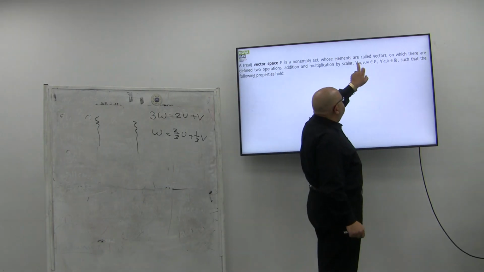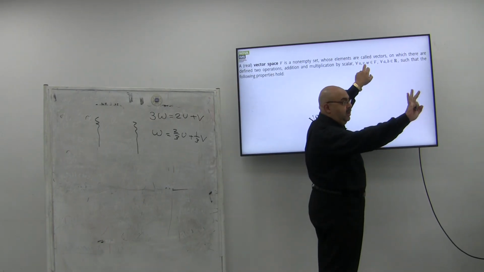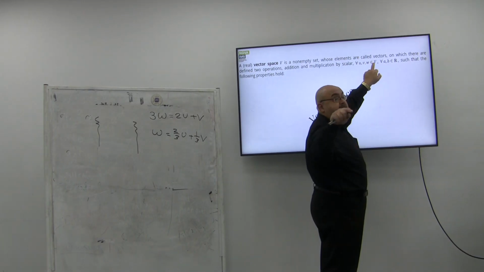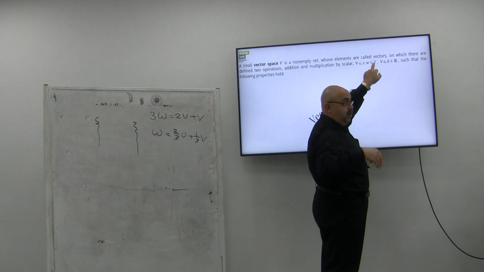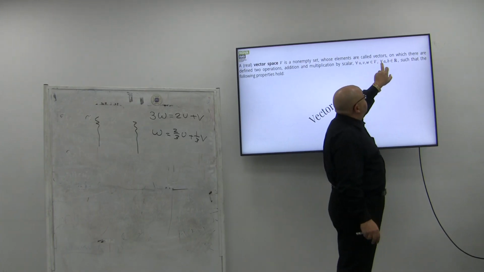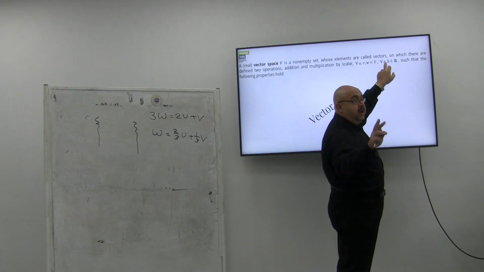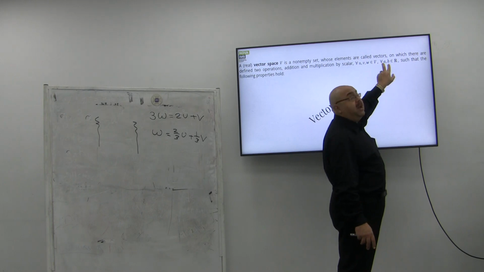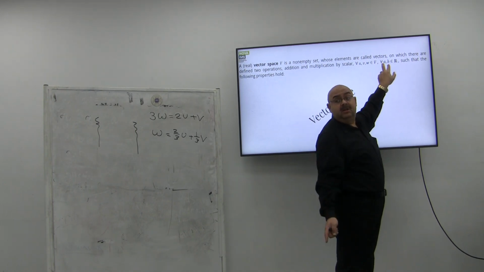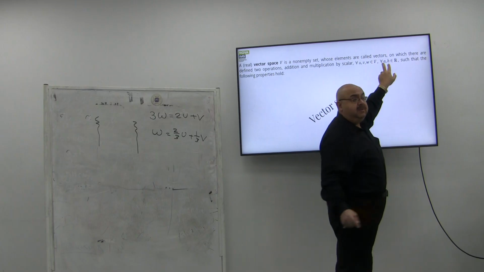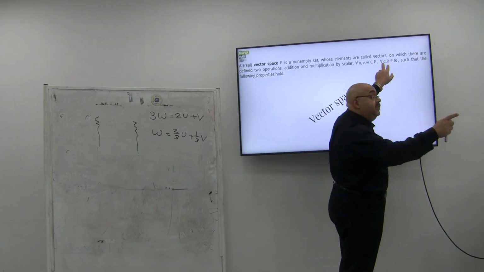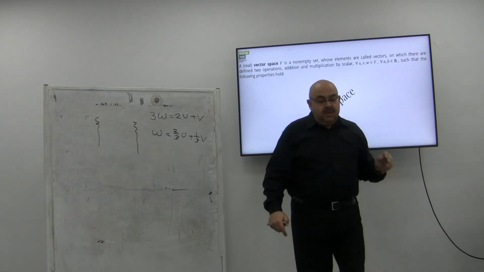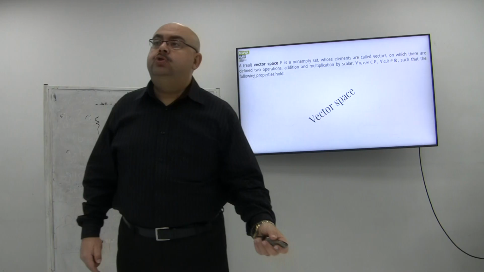For every u, v, and w, how many vectors now am I giving you? 3 of them, u, v, and w, that belong to the vector space V. And for every a and b, which belong to the set of real numbers. So what are a and b? The set of real numbers. So it's from negative infinity up to positive infinity. Do you understand? Okay, such that the following properties are going to hold.